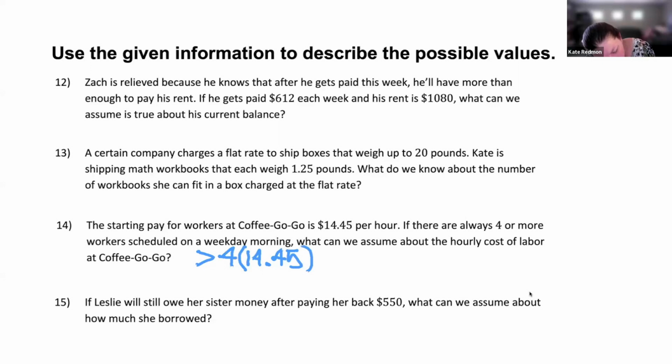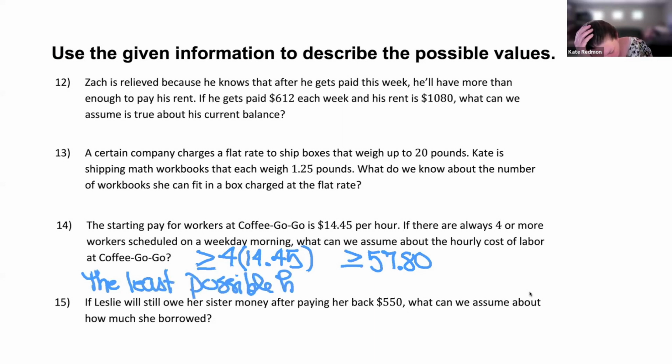So the very least we could pay, we better put greater than or equal to, because maybe they just have 4 at just $14.45 per hour. But 4 times 14.45 is $57.80. So the very least that they could pay is $57.80, but honestly, they'll probably pay more than that per hour. So the least possible hourly labor rate is $57.80.